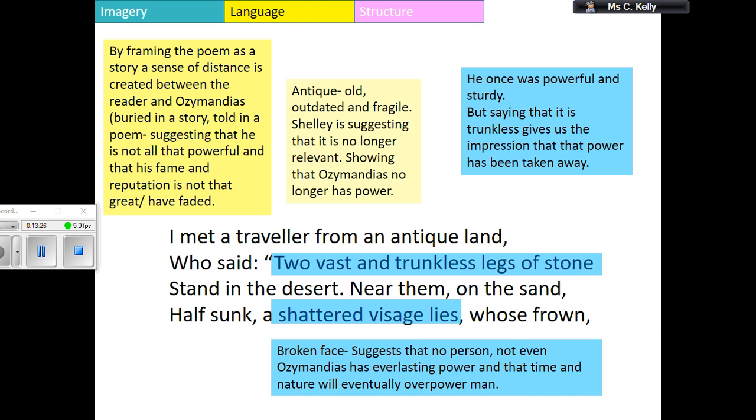So it suggests that no one person, not even Ozymandias, has everlasting power, and that time and nature will eventually overpower man. This idea about time and nature is because it's out in the desert, so it's this big vast area of nature, and it's sunk into the sand, it's taken over. Like, there's nothing important about this statue anymore. It's not the center of a town, it's not the center of anything. So that just shows us how his power has disappeared.